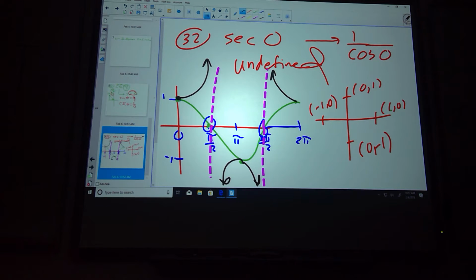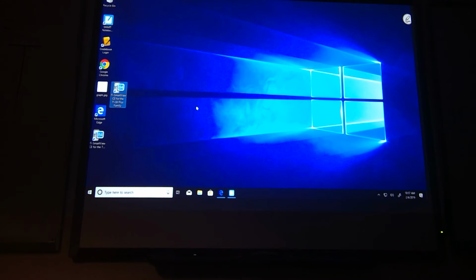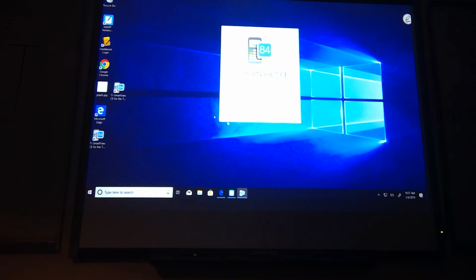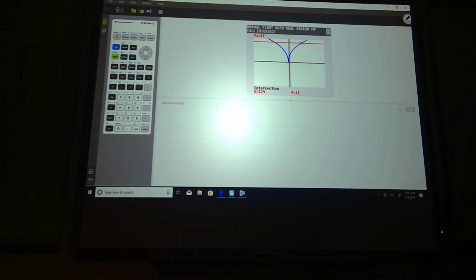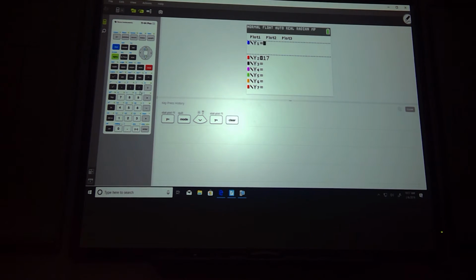Let's pull up. That's why I want the calculator to load fast. All right. So don't change this on your calculator. We're in radian right now. It's good. You go y equals.